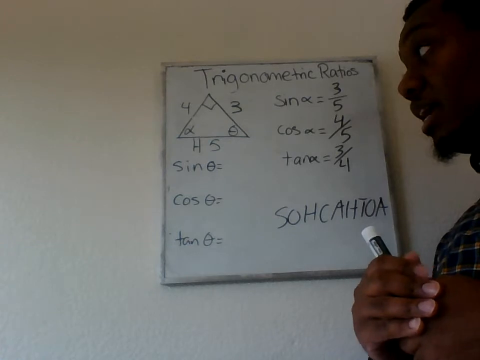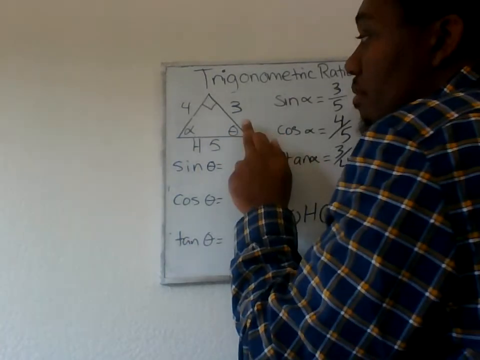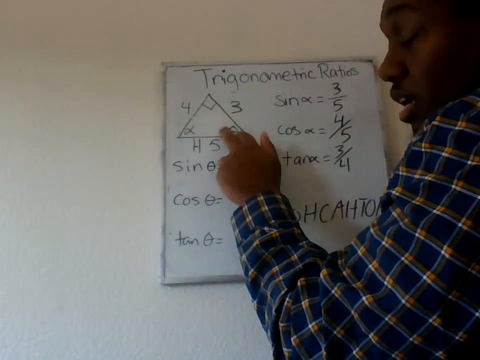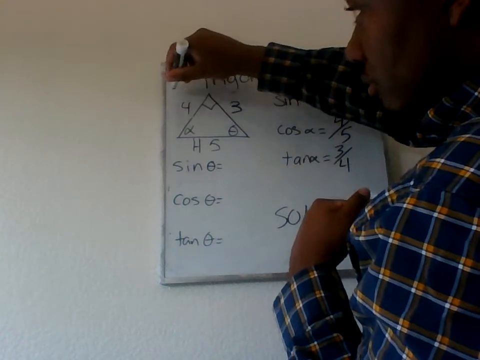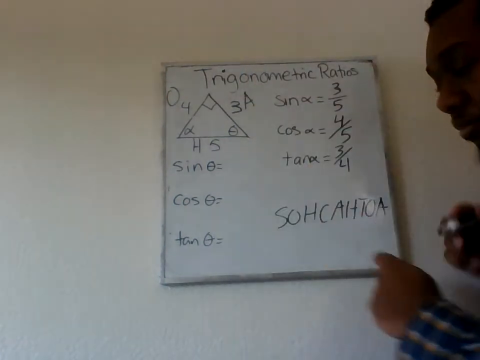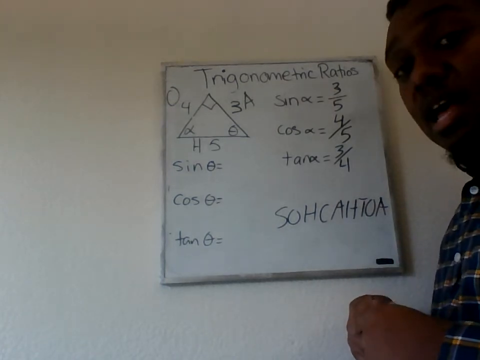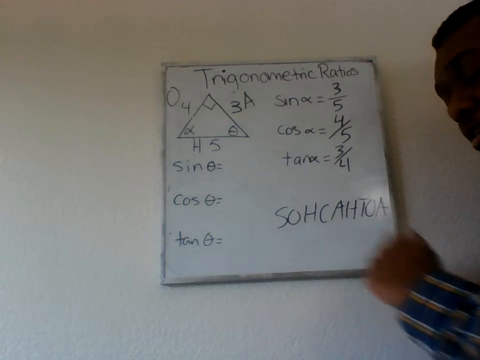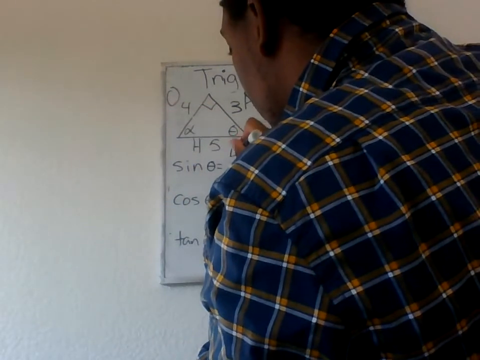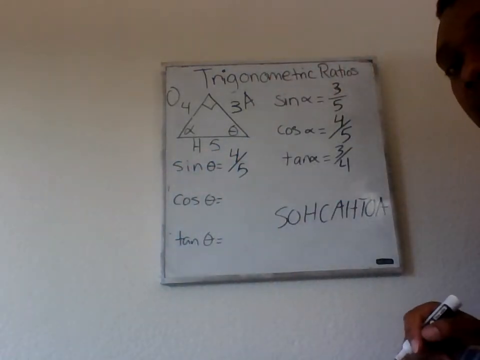So let's do this for theta. In regards to theta, the opposite side would be the side that's not touching it. So that would be the 4. And see how it's opposite of it? That means that the 3 must be our adjacent side. Okay? So in that regards, what is sine? Sine is opposite over hypotenuse, so the opposite side would be 4, and the hypotenuse would still be 5. So that's what sine of theta is.